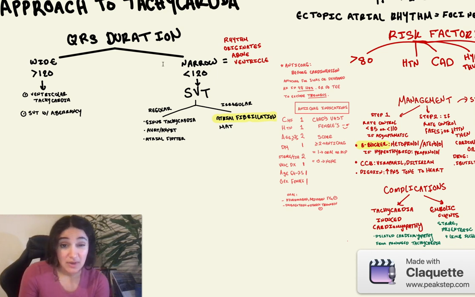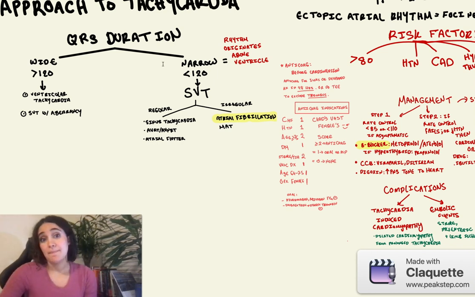Whereas if you have a narrow QRS, which is less than 120, then that means the rhythm originates above the ventricle, and it's going to be a supraventricular tachycardia. And within that, you have regular and irregular. Irregular is where AFib falls.